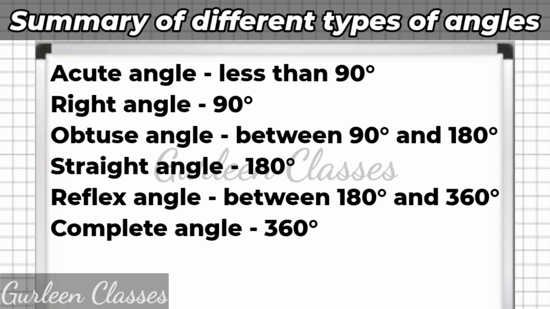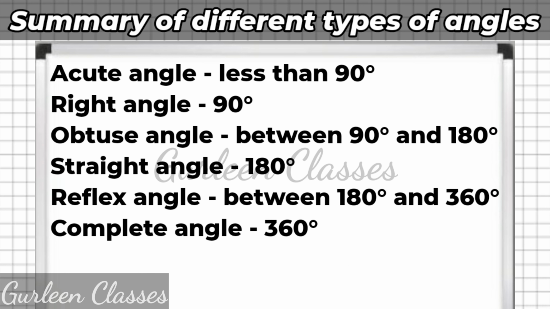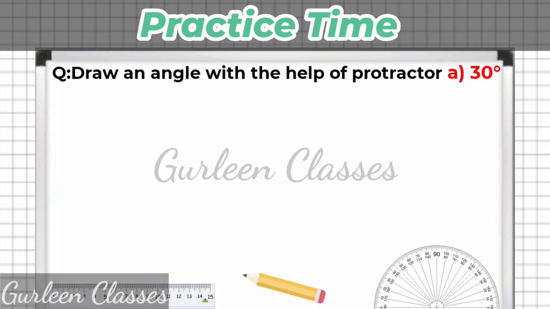So here is a summary of different types of angles. So students, I request you all please pause the video and go through it. Now practice time. Draw an angle with the help of a protractor. So students, for drawing an angle, we need a scale, pencil and protractor.